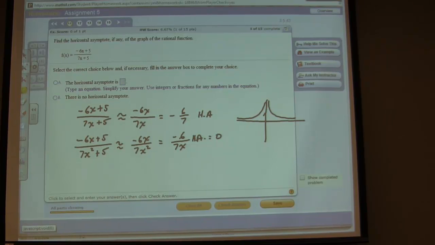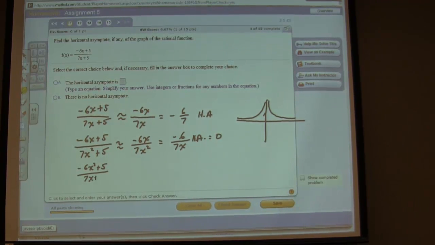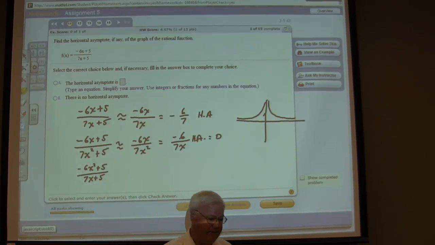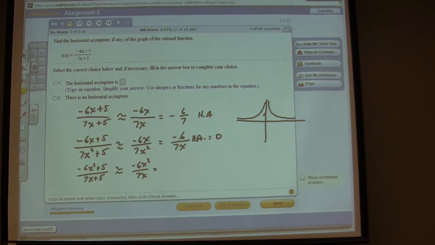There's one other case, though. I could have had minus 6x squared plus 5 over 7x plus 5. So what I've done here is I've now put the higher exponent on top, the lower exponent on the bottom. Again, the plus 5 on top and bottom don't mean a whole lot when x gets very, very big. So this begins to approximate minus 6x squared over 7x, which one of the x's can cancel. I'll have minus 6x over 7.